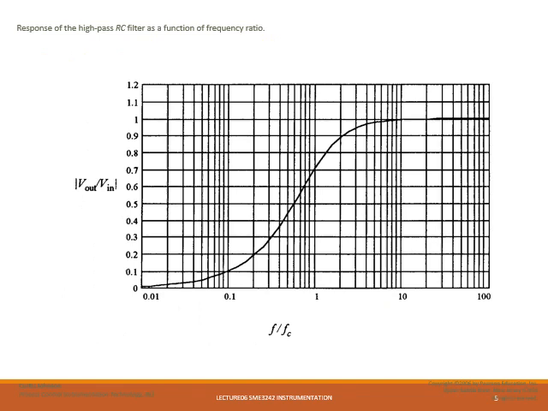This is the response of the high pass RC filter as a function of frequency ratio. This is our frequency ratio, F over Fc, as we have calculated before. When F equals Fc, F over Fc is equivalent to 1. So here, where our calculation said it is around 0.707, this is the location.